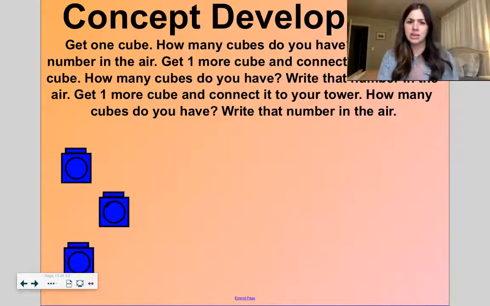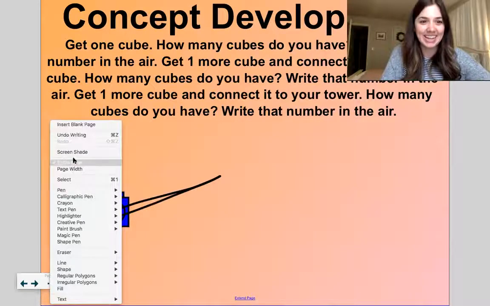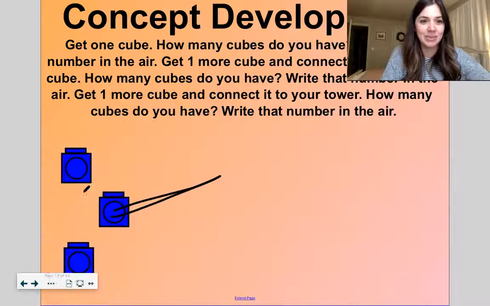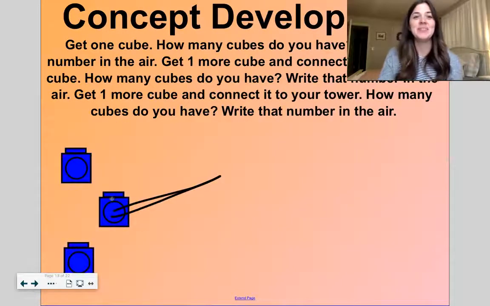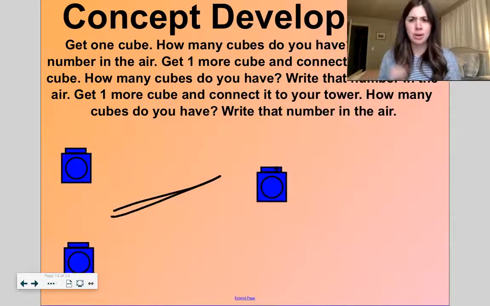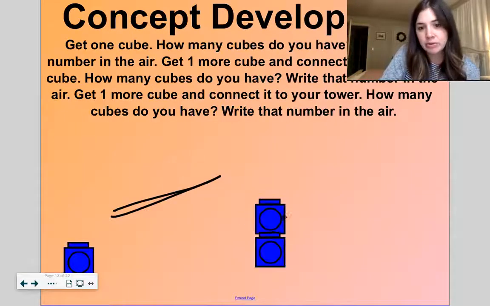Okay, let's get a cube. Well, that's silly. I gotta click my select button here. There we go. Get one cube. Okay, over here. How many cubes do I have? Just one. Write that number in the air. One. Okay, let's get one more cube and connect it to this first one we got. How many cubes do I have now?